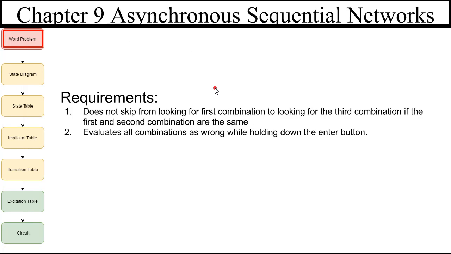We want to design it so that it can't be hacked like the keypads on an ATM or the combination door locks that you see in the movies. So these are the requirements. It doesn't skip from looking for the first combination to looking for the third combination if the first and the second are the same. So it doesn't skip states. If you have a 4, a 3, and a 5, it's going to ask you to enter 4 twice. And it's not going to let you hold the enter button down while the machine scrolls through all the possible combinations to see which one works.